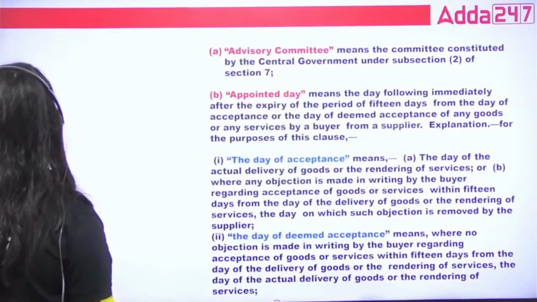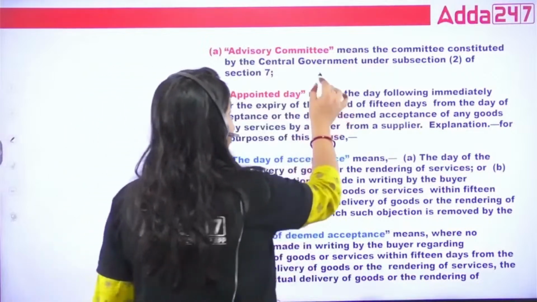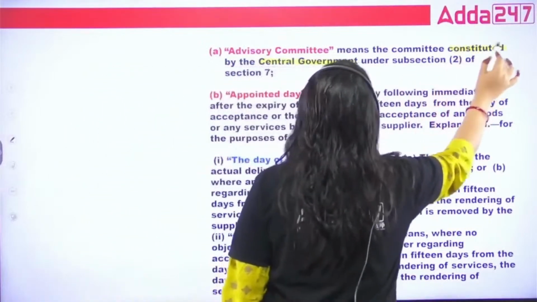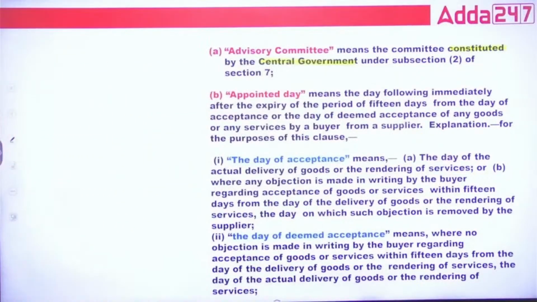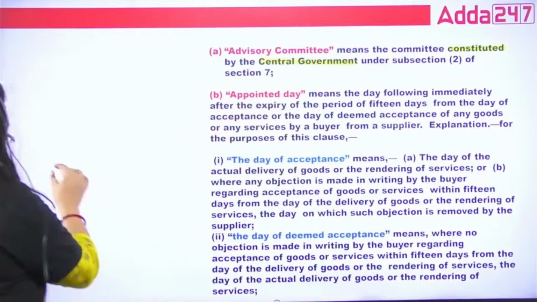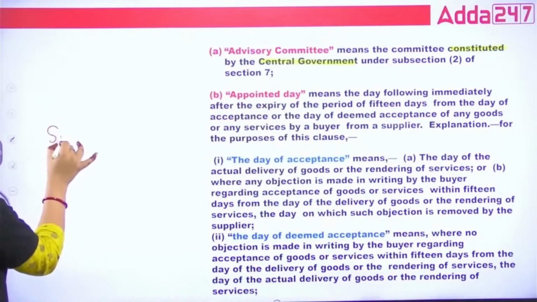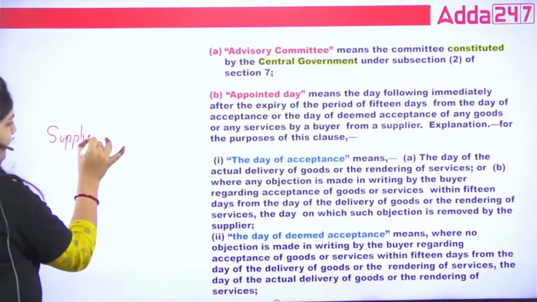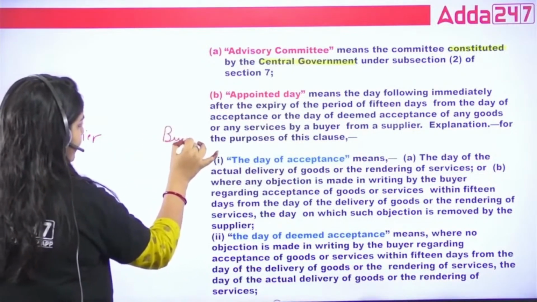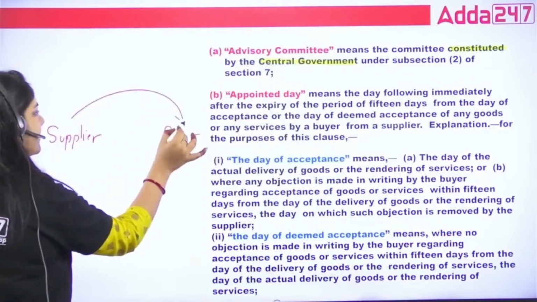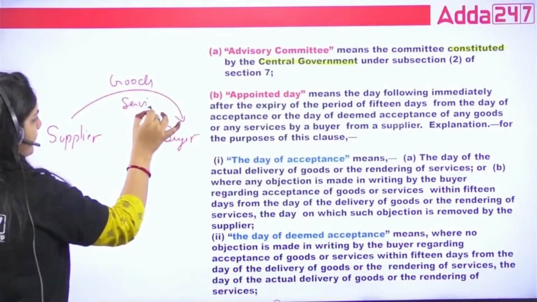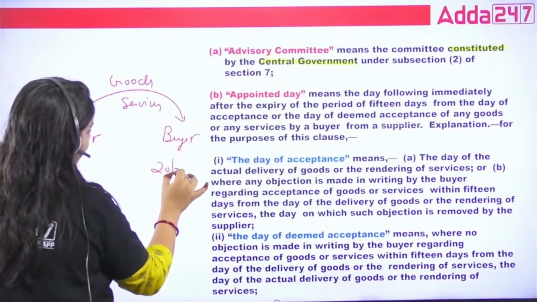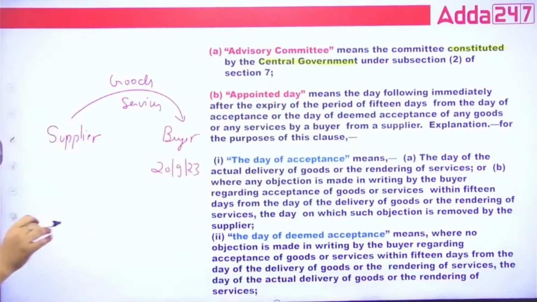First one, what is advisory committee? Advisory committee is the committee constituted by the central government. See, number one definition. What is appointed day? To understand appointed day, suppose that is the supplier and that is the buyer, right? The supplier has given the goods or services, suppose at 2/9/23. Today is 20 September, right?